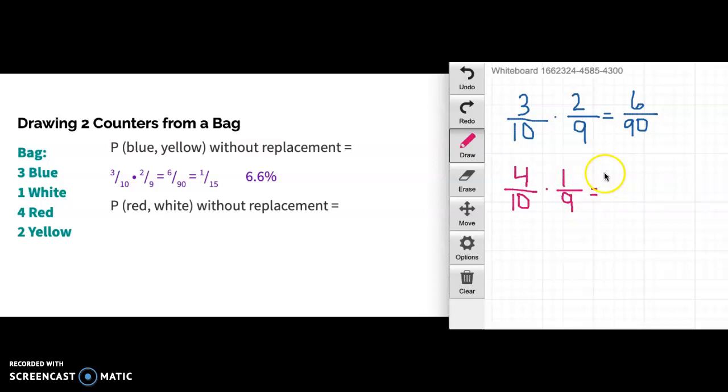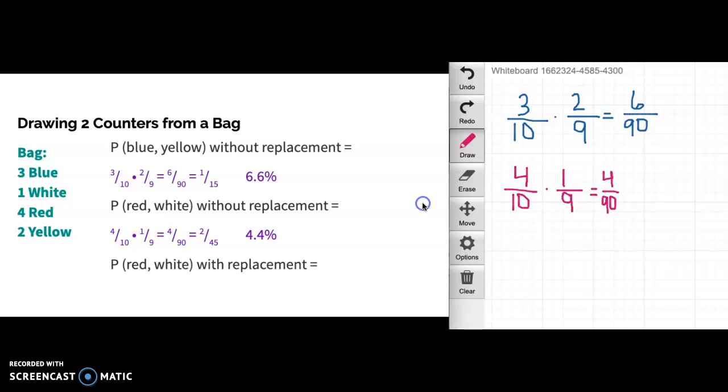So then we multiply. 4 times 1 is 4. 10 times 9 is 90. Those can both be divided by 2. So the probability of drawing a red and then a white without replacement would be 2 over 45, which I then used a calculator again to find the percent, and that is about 4.4%. Okay, both of those are dependent events because we did not replace. So we drew one counter, left it out of the bag, and then drew another one.